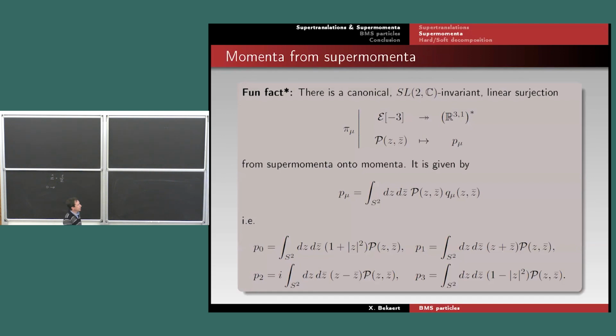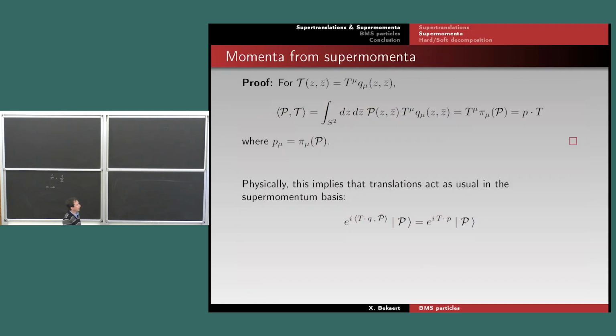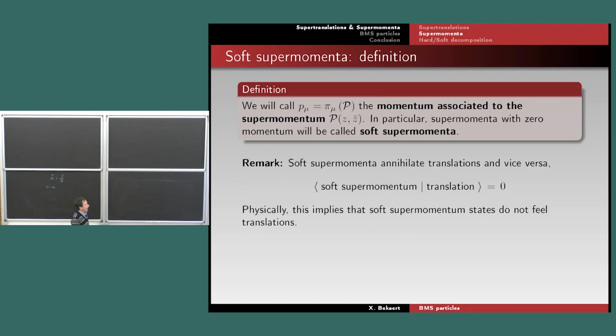Okay, so we have this surjection. Basically, if you take a super translation which is a translation, then you expect of course to reduce your problem to momentum contracted with a translation. And that's what you have. So when you make usual translations, supermomentum states transform in the usual way. Voilà.